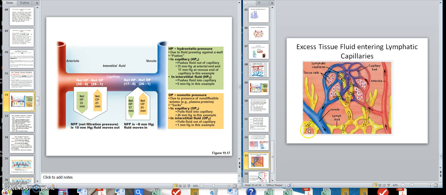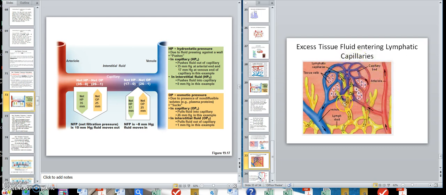These lymphatic vessels are allowing the fluid to enter here, which, if you remember, the lymphatics will ultimately enter the bloodstream at the right lymphatic duct or the thoracic duct. So the lymphatics make the counter adjustment.